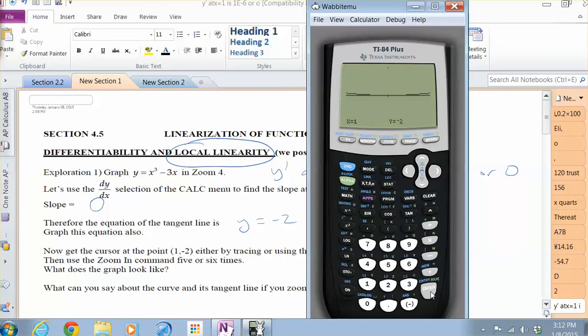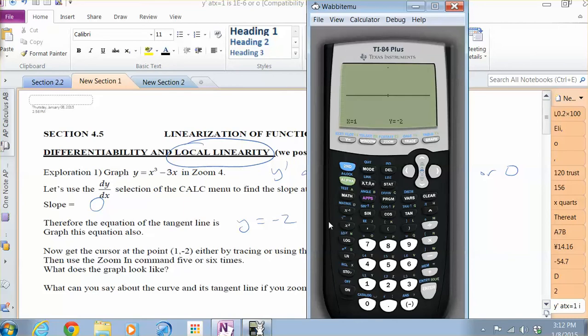It's almost like it's coinciding with our horizontal tangent line, y equals -2. Let's do it again. So I've done it a 5th time. Okay, they're almost identical. We'll do one more time for good measure. So now I've zoomed in 6 times. The graph y equals x cubed minus 3x and the horizontal tangent line are virtually the same.